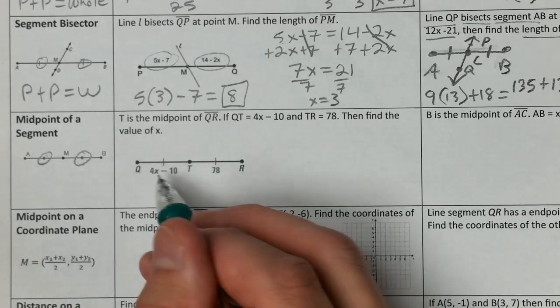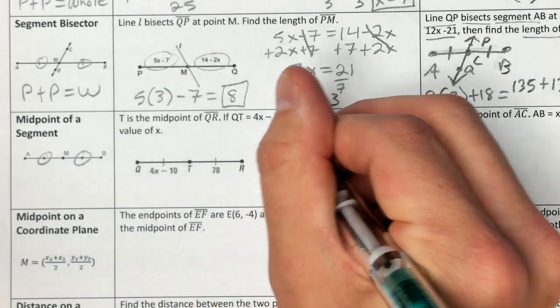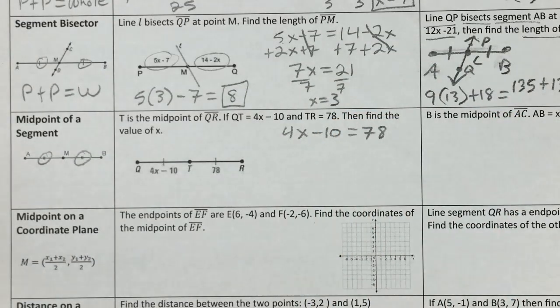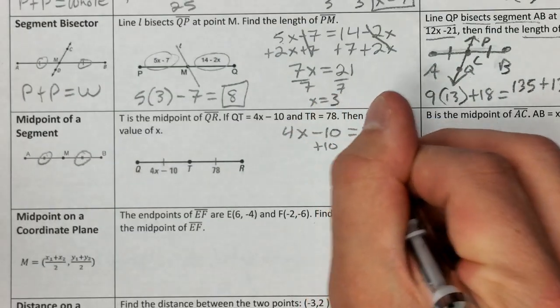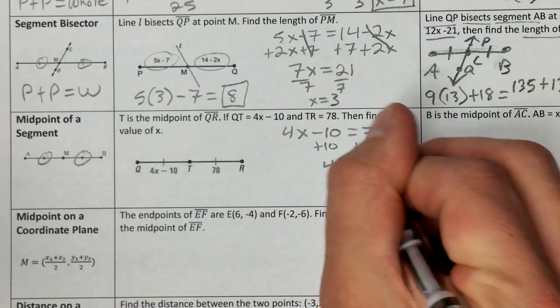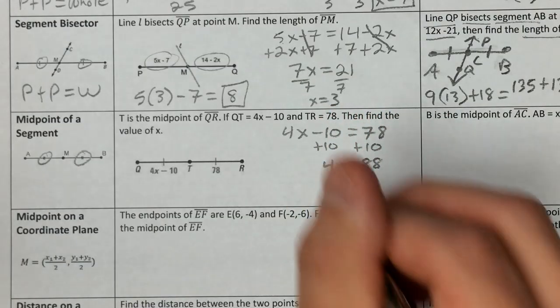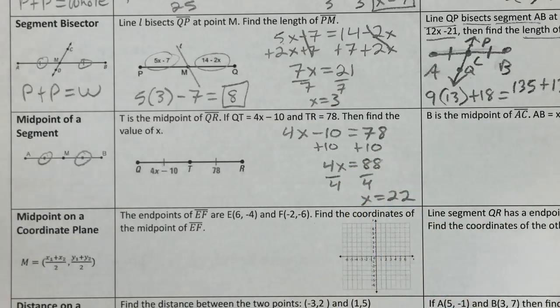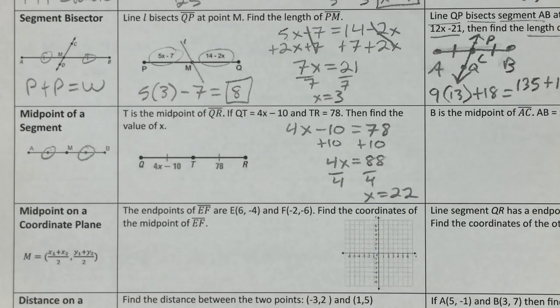So here, I know that these are my two segments. I know they're congruent, so I'm just going to set them equal to each other and solve. I just need to add 10 to both sides here to get 4x is equal to 88. I'm going to divide by 4, and I'm going to get x is equal to 22. So that one was a lot easier. All we need to do is just solve for the value of x.